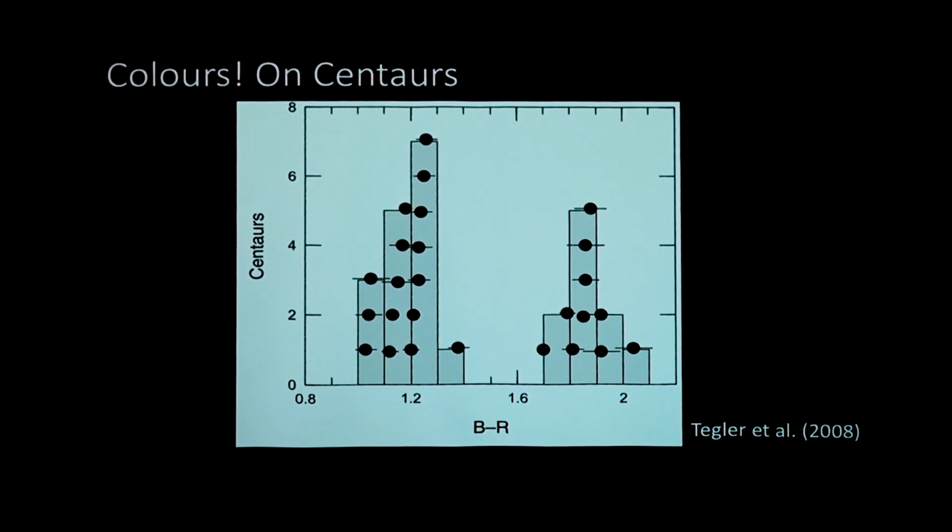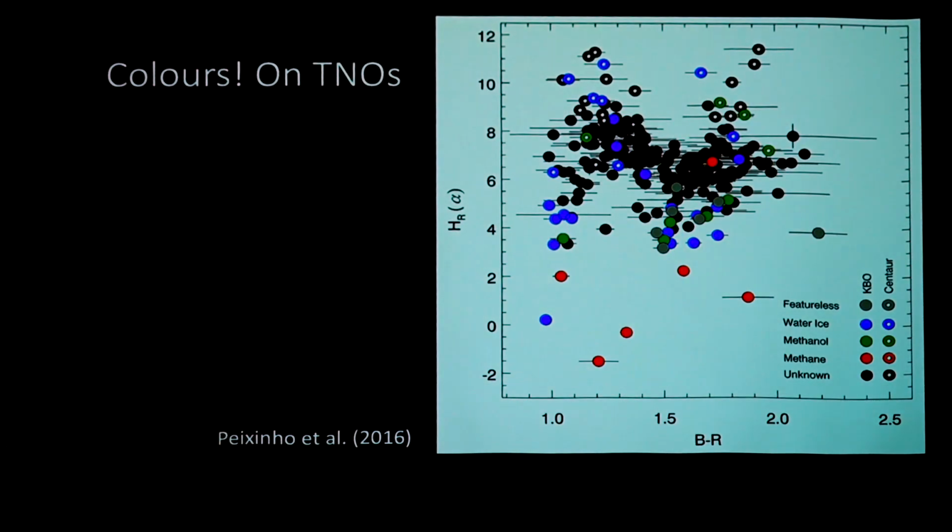We first saw it in the centaurs just because they're closer and brighter, but there have been lots of colour surveys since which have shown this out in the TNOs as well. You can see this example from the 2016 paper of centaurs and TNOs with this bimodality in colour versus H magnitude, so small objects up here, big objects down here.